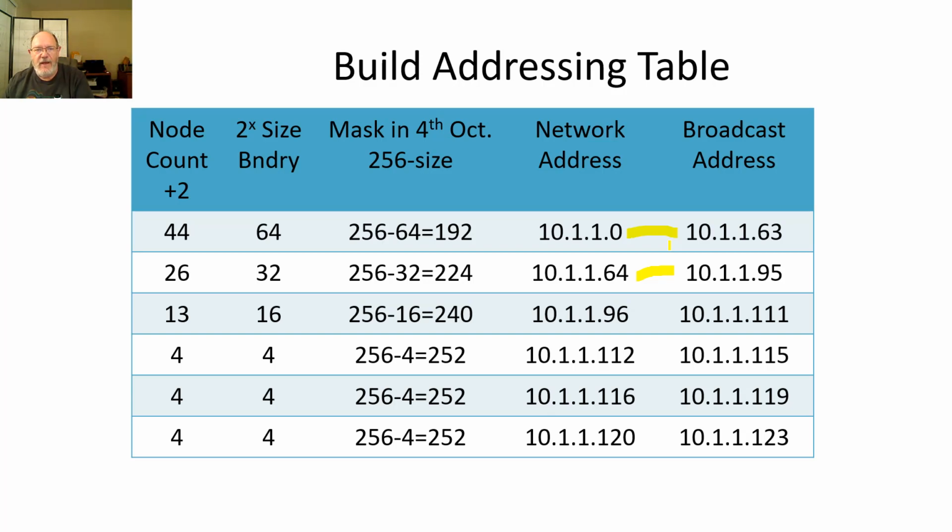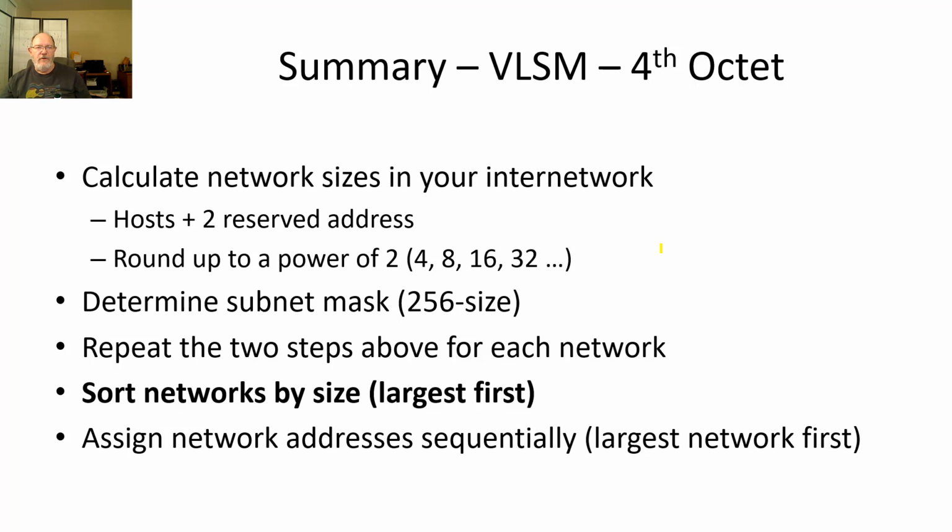Variable length subnet masking. So in summary, what we discovered is that the steps for doing VLSM are to calculate your network sizes, making sure that you add 2 IPs for the reserved network and broadcast addresses. You round up to the nearest binary boundary. You take 256 and subtract that number. That gets your subnet mask. And I can't tell you this enough: you sort your networks by the largest size first, and then you begin your addressing sequentially from biggest to smallest.